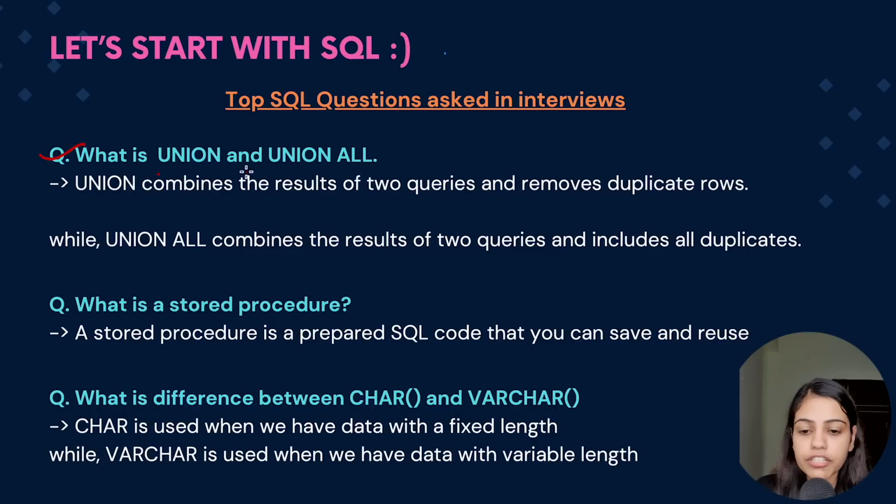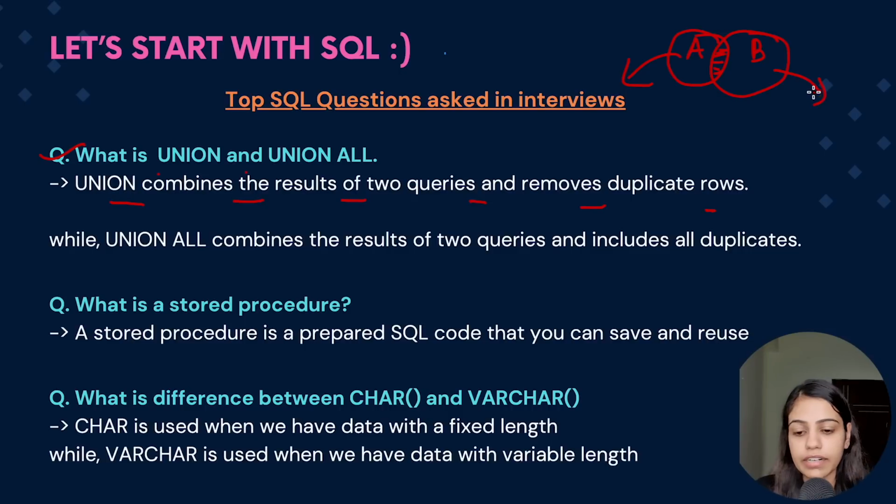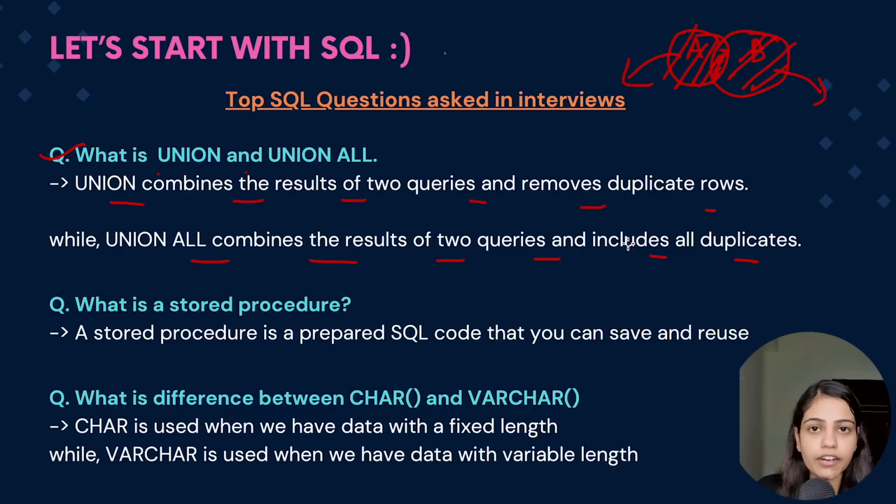Now the next question is, what is union and union all? So union combines the result of two queries and removes the duplicate rows. So whenever we perform union between two tables A and B, it will just remove the duplicate rows which are present, and it will give me this particular data and this particular data. Whereas union all combines the result of two queries and includes all duplicates. So if there are two queries A and B, it will give me the result of A, it will give me the result of B, and it will also include the duplicacy which is present between them. So union combines the result of two queries and removes the duplicate rows, whereas union all combines the results of the queries and gives the duplicate rows as well.